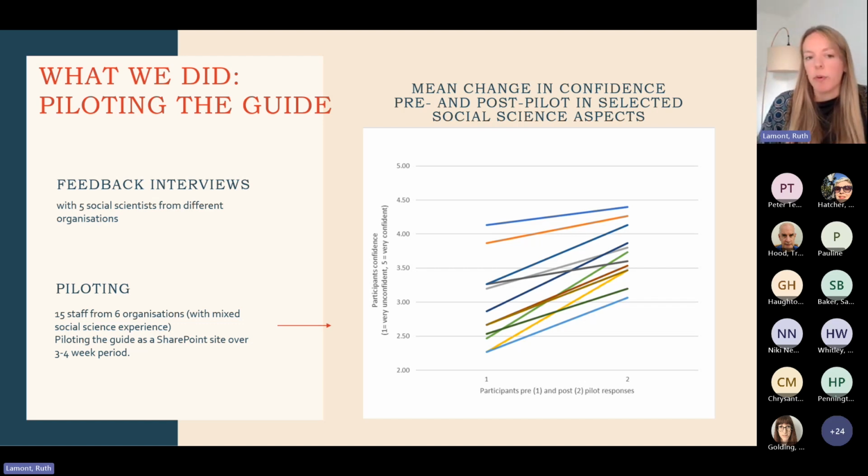And this table probably isn't hugely useful to you since I haven't told you what the different colour lines mean, but these all represent the different statements I showed you earlier in that table with the different shades of red. So these are all different social science skills, and this is just showing a general trend of increasing confidence from before to after. But remembering this is a sample of 15 people and we're not talking about significant changes here.